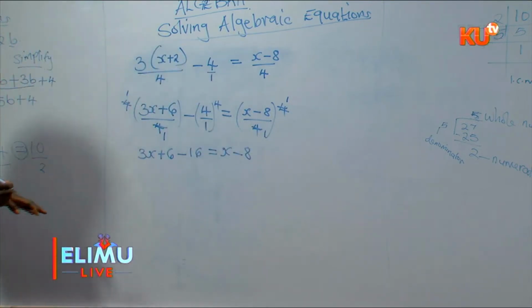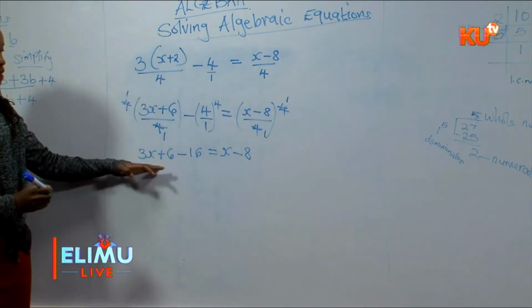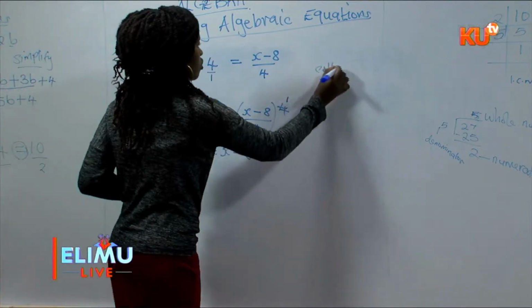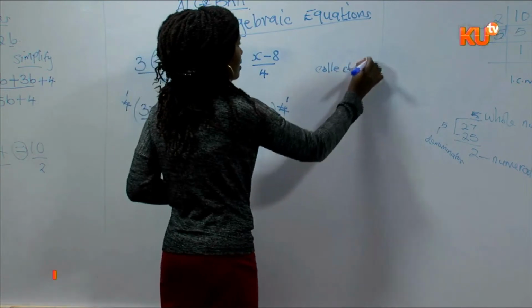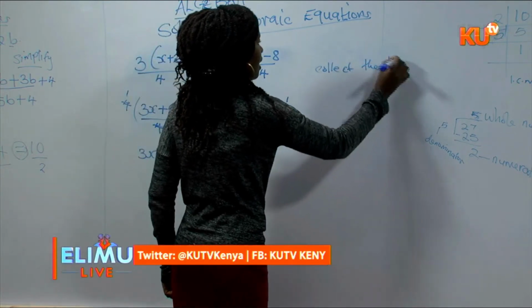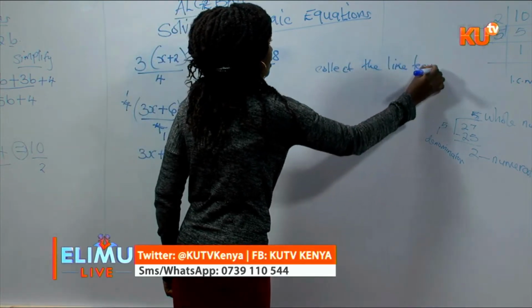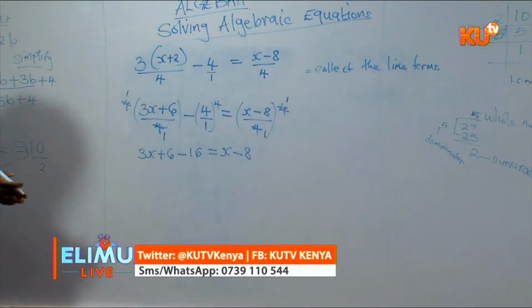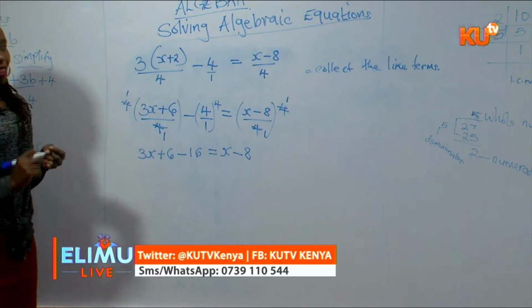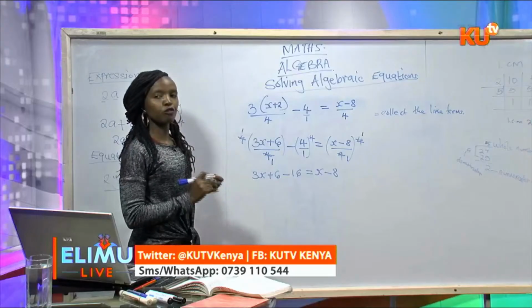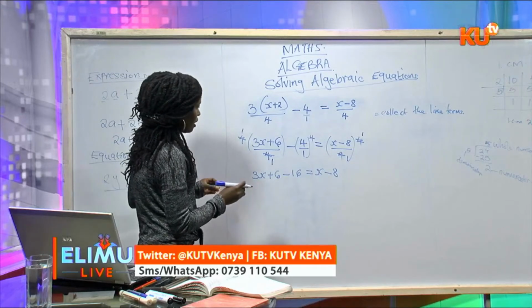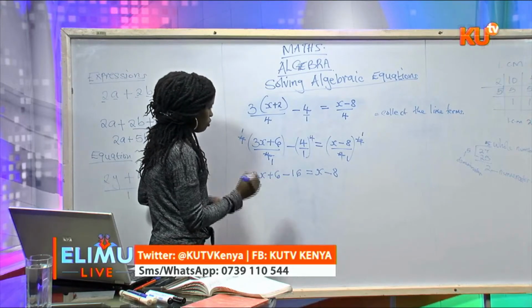From there now, after you have opened up the bracket, you collect the like terms. That is putting the like terms together. One thing that we should remember, we don't move big numbers, we move the small numbers, so that is easier.